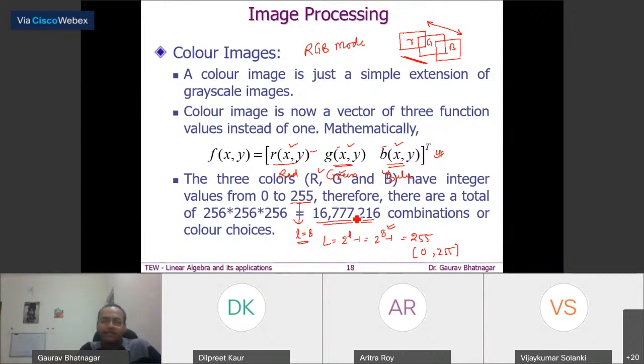So Usha, have I answered your query? How does the extension of color images from the grayscale image happen? Mathematically, it is nothing but a collection of matrices, and different models have different values to consider.